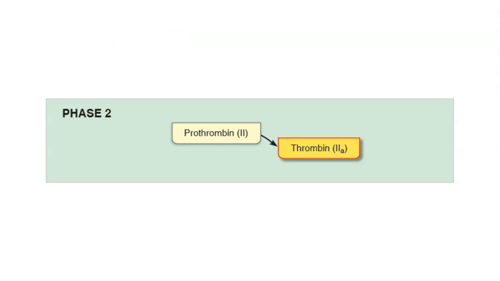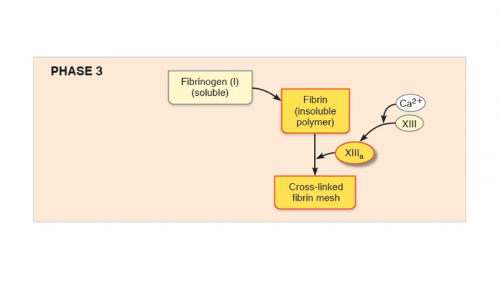So during phase 2, prothrombin activator, which is formed at the end of phase 1, is an enzyme, and it converts a plasma protein called prothrombin into thrombin. And so that is phase 2.